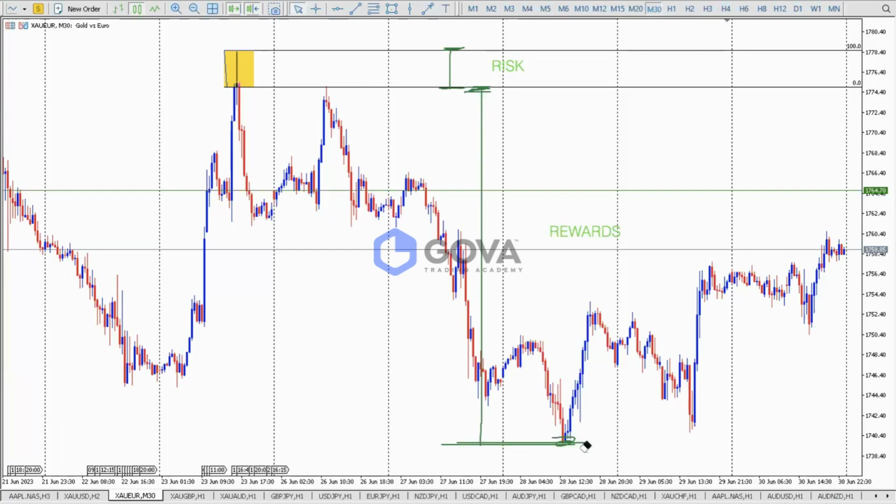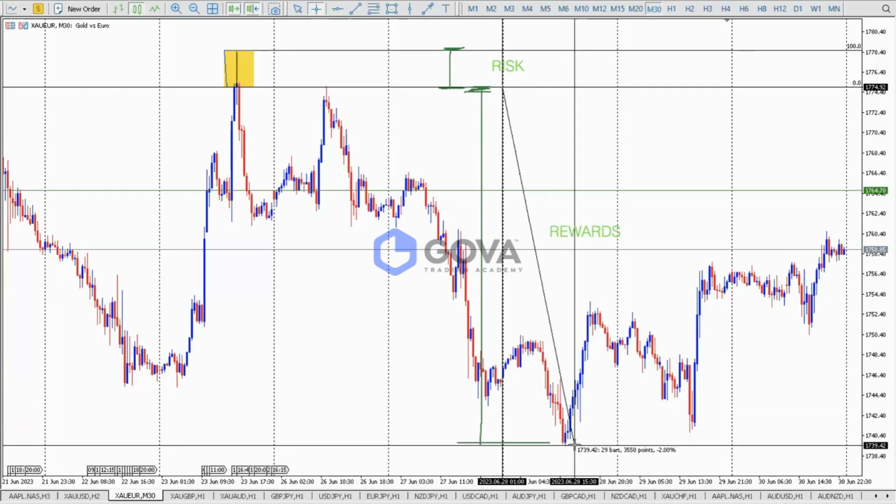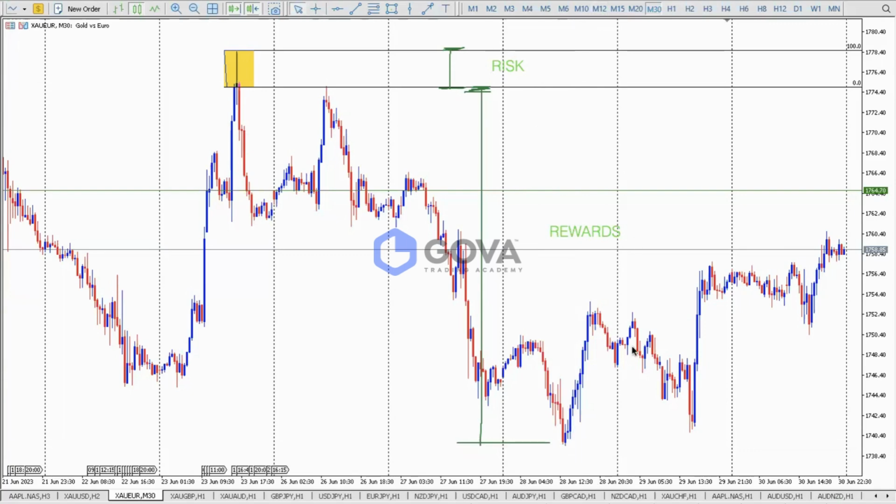And that is where we are going to be calculating this thing. So let's calculate it from the proximal line all the way down to this area. How many pips is it? You can see this is 3,550 points. The last number here is 0, which means that this is 355 pips. So 355 pips is the reward, and the risk is 36 pips.